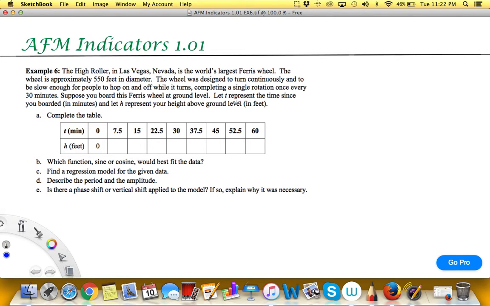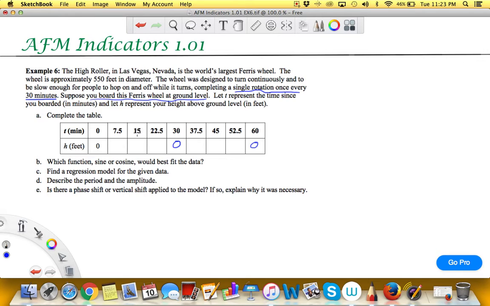Now, based upon what the problem gives us, it says a single rotation once every 30 minutes. So suppose you board this Ferris wheel at ground level. Then after 30 minutes, it's gone one full rotation. So it's back at the ground at 30 minutes, and then it's back at the ground at 60 minutes as well.